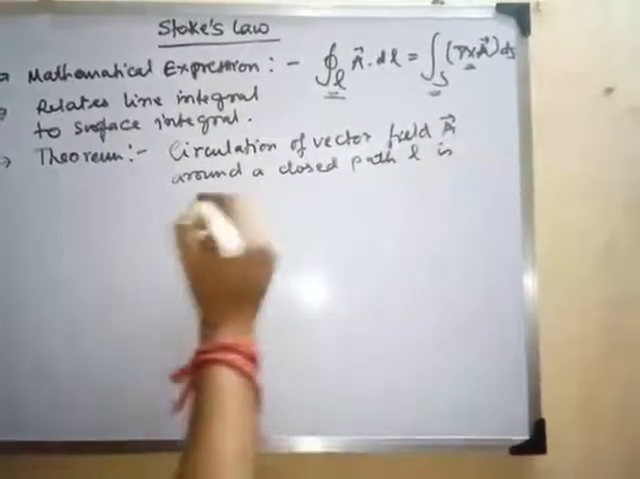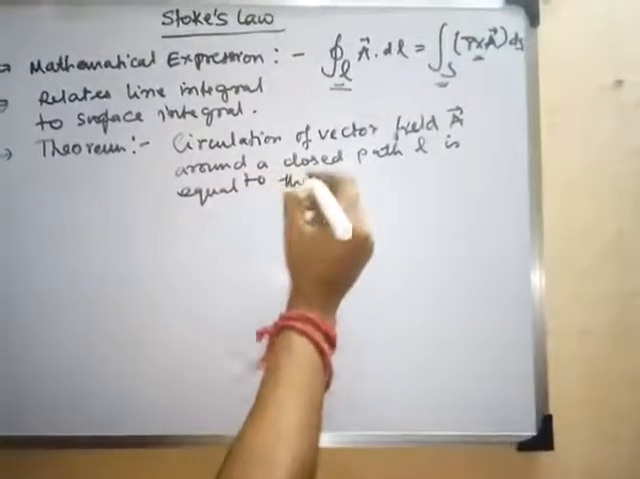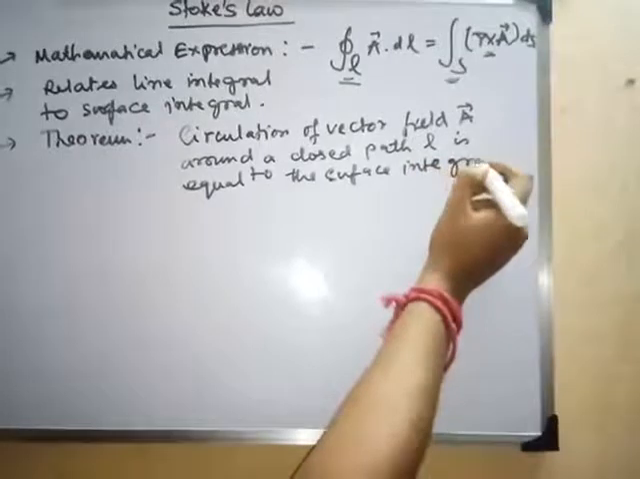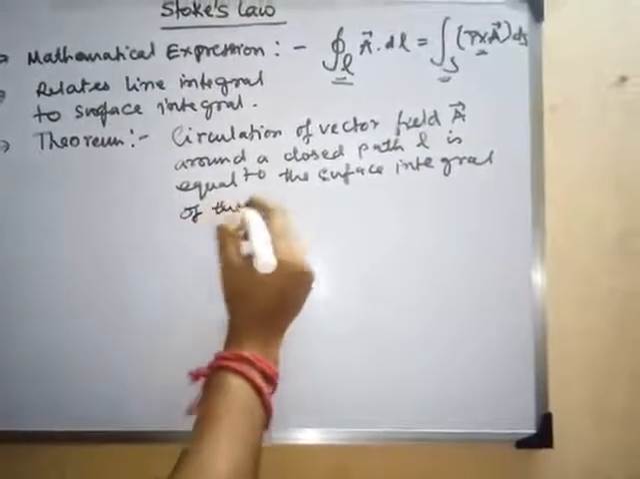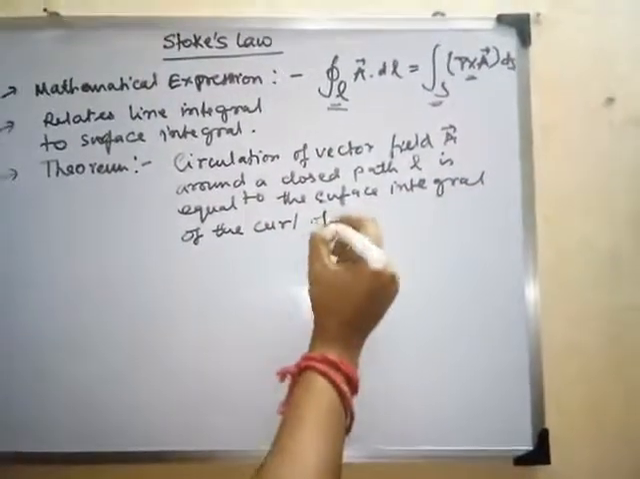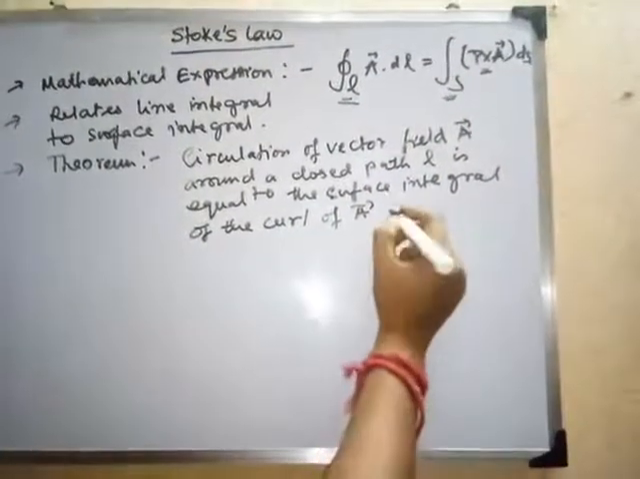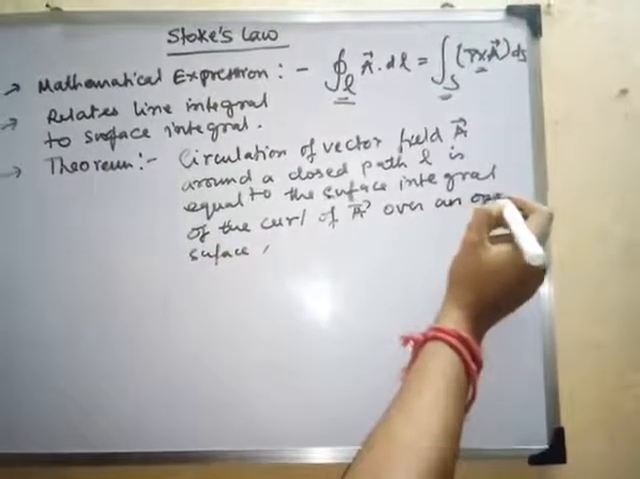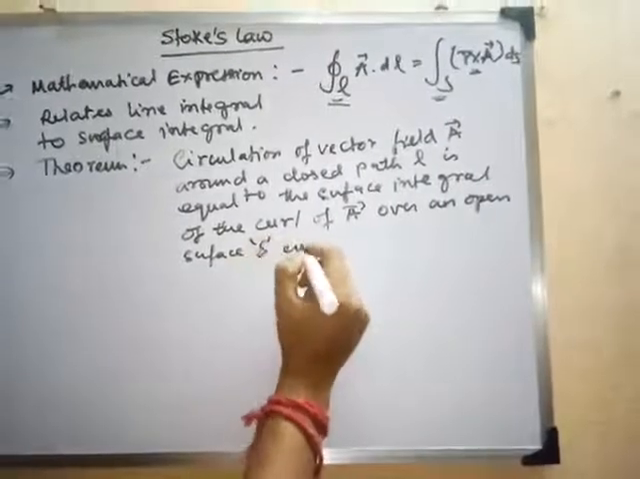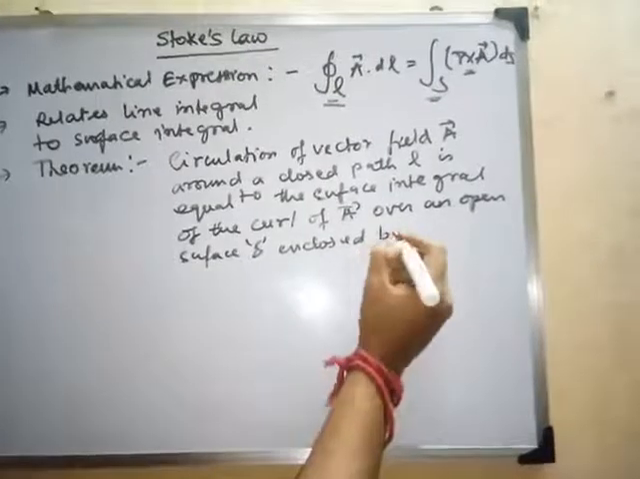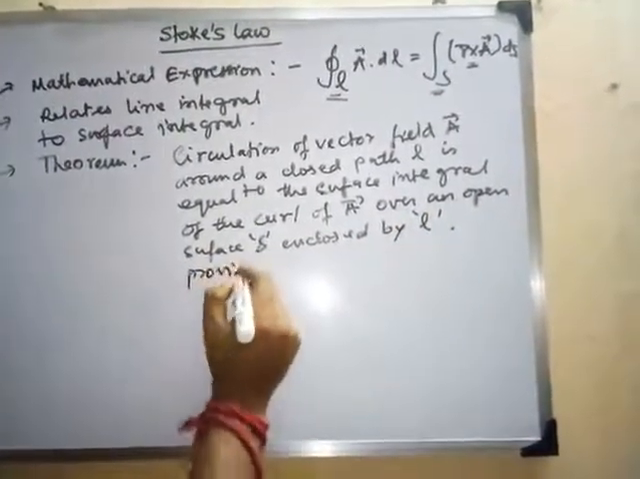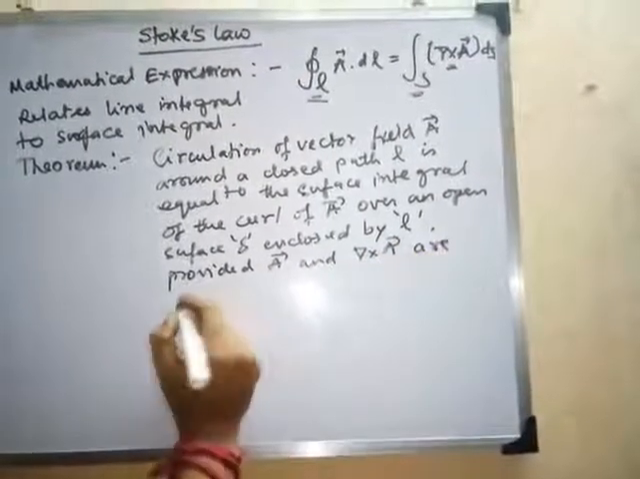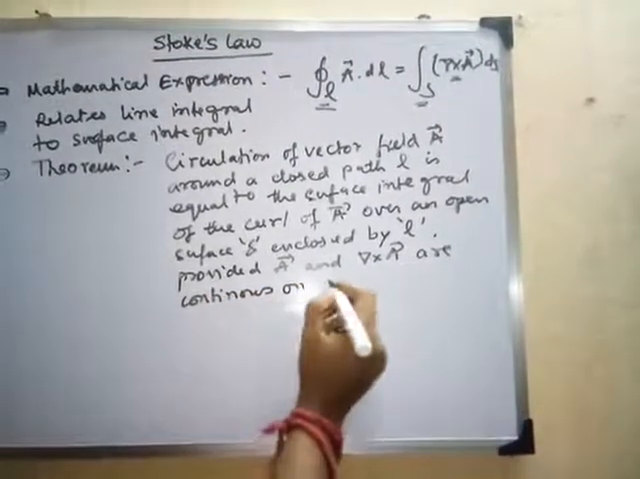path L is equal to the surface integral of the curl of that vector A over an open surface S enclosed by L, provided that vector A and the curl of vector A are continuous on that surface S, right?